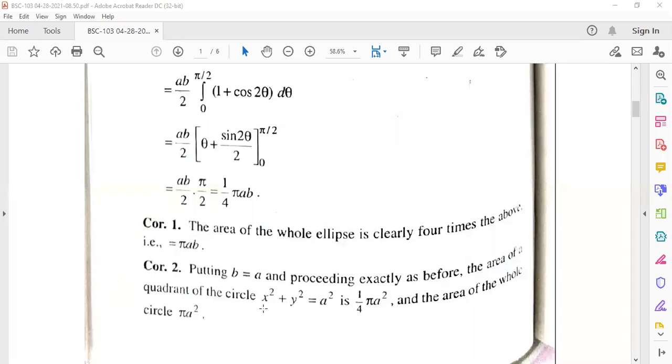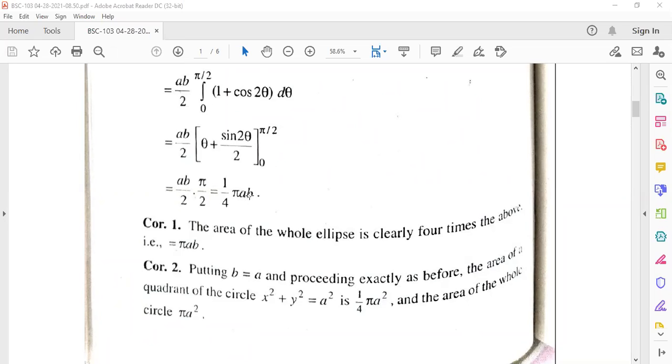We know that for an ellipse, if the major and minor axes are equal, then the ellipse turns into a circle, isn't it? So if we put b equal to a, then x square by a square plus y square by a square equal to 1. That means x square plus y square equal to a square. Then it will be coming as a circle.